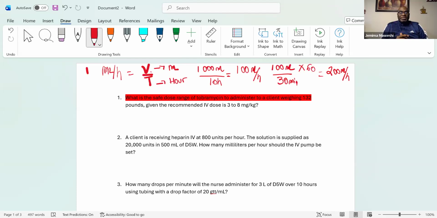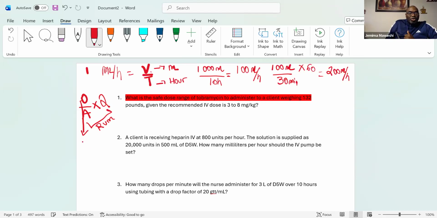Now, there will be times when you cannot solve for infusion rate with volume over time, and then you will find yourself in the dosage section, which is your order divided by available, multiplied by quantity. But you have to know that your available and quantity always run together. Always run together. Don't forget that.